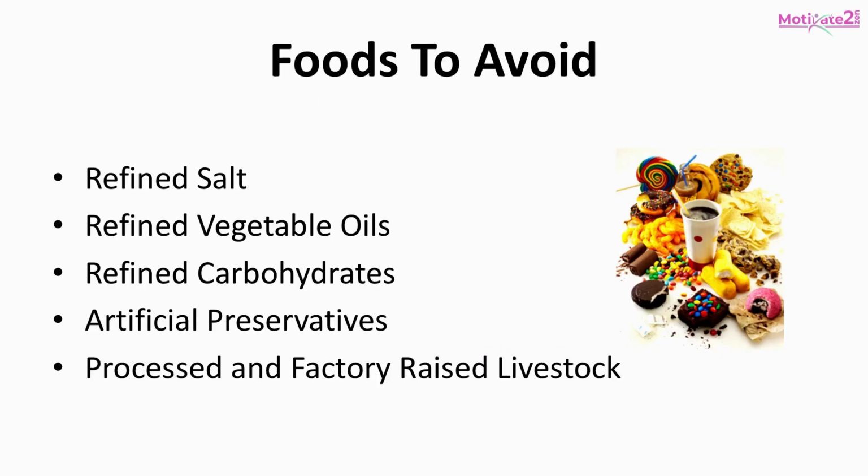The most important things to avoid are too many processed foods, such as refined salt. Use only natural, unprocessed sea, rock, or Himalayan salt. Avoid all refined vegetable oils. Use only cold-pressed or centrifugally extracted coconut, palm, or olive oils. Avoid refined carbohydrates, especially white flours and products. Avoid artificial preservatives, flavorings, and colorings.